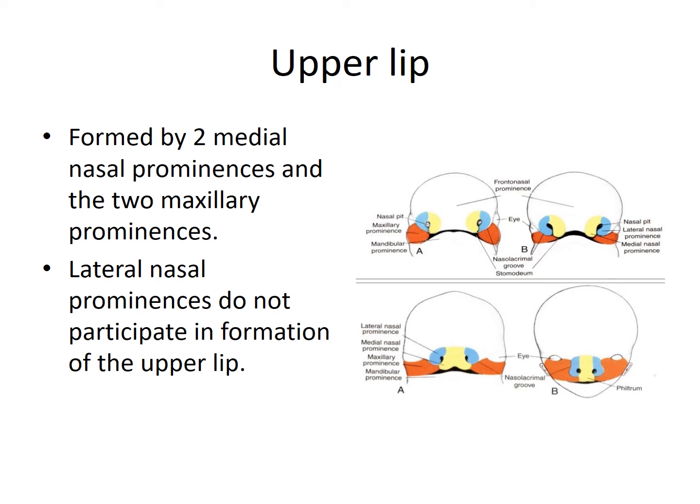The maxillary prominences form the cheek and lateral part of the upper lip, whereas the philtrum of the upper lip is formed by the 2 medial nasal prominences. Here you can appreciate that these lateral nasal prominences are not participating in the formation of upper lip.